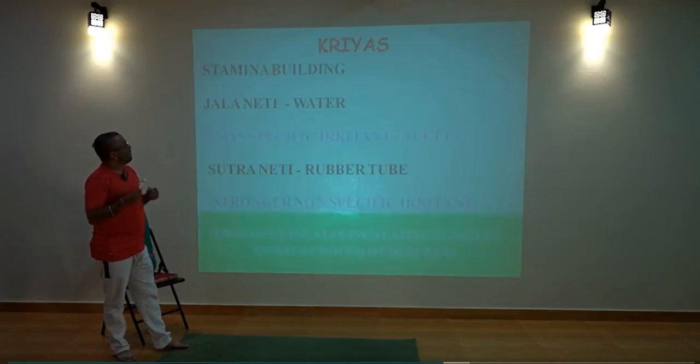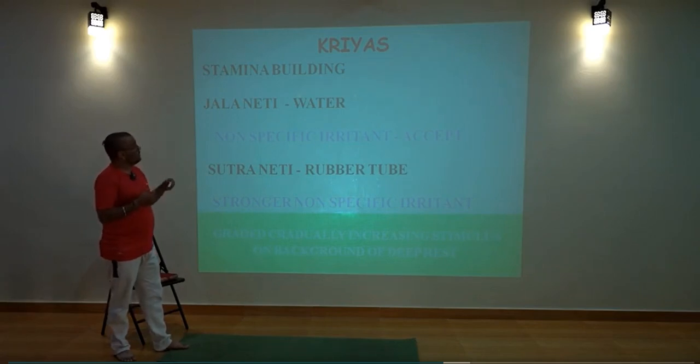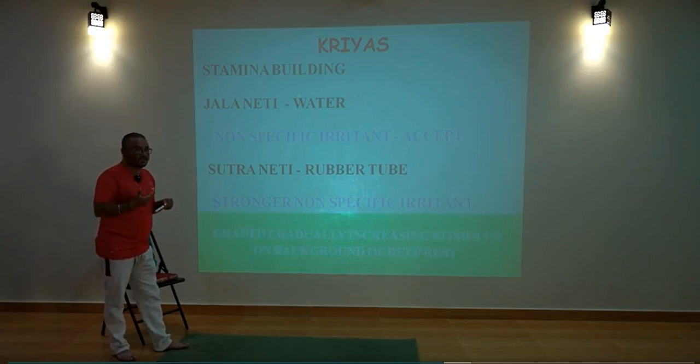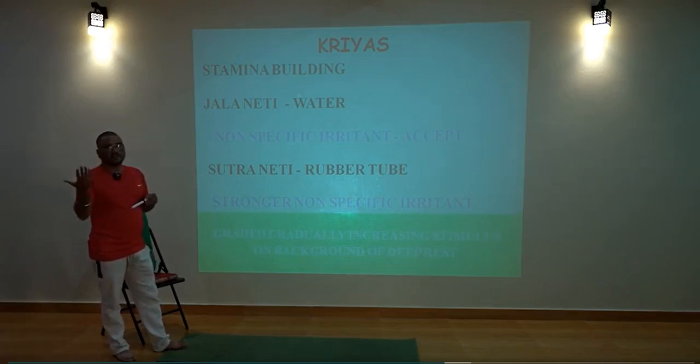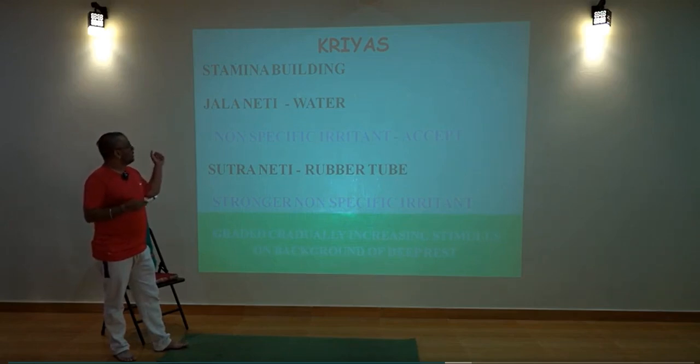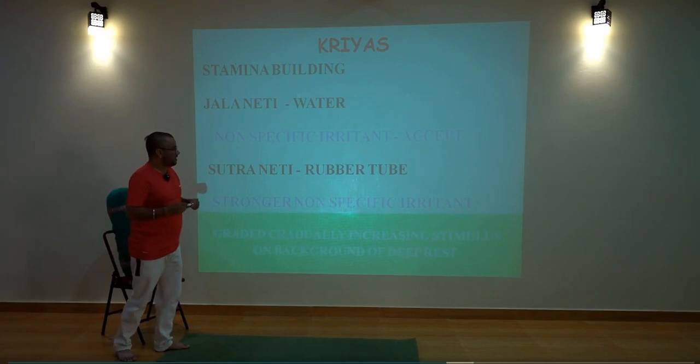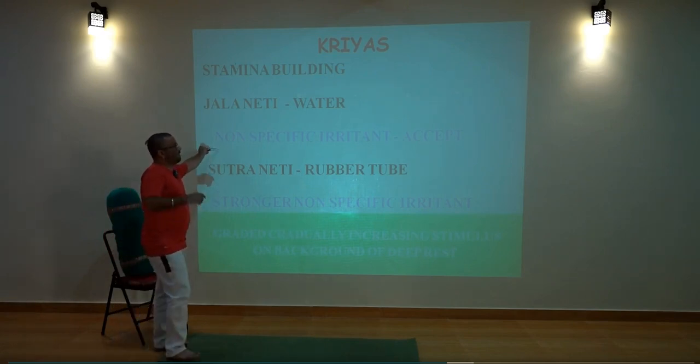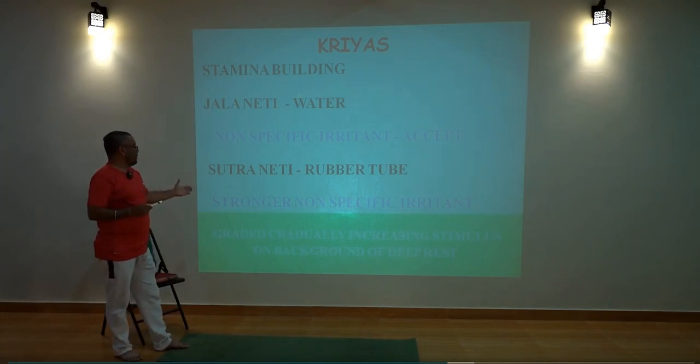Stamina building. So how does it work? Kriya builds your stamina. If the nasal passageway is clear, the flow of air is nice, and you can inhale and exhale easily. Jal neti, water, which we can use, is a non-specific irritant that we accept. Sutra neti, that is the rubber tube, is a stronger non-specific irritant. The water is easy to accept, but the rubber tube is a little bit stronger when we are moving this thread over there. So this is a non-specific irritant.